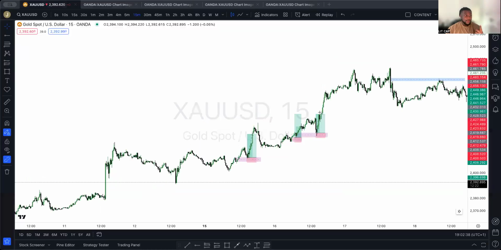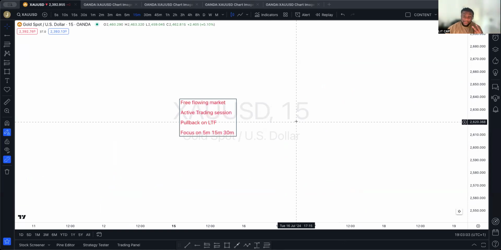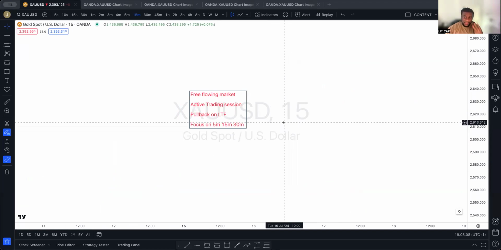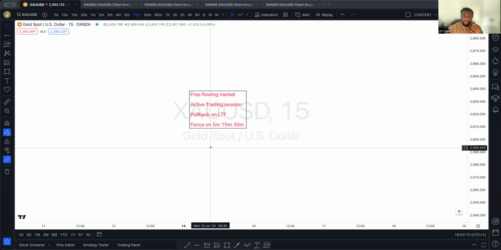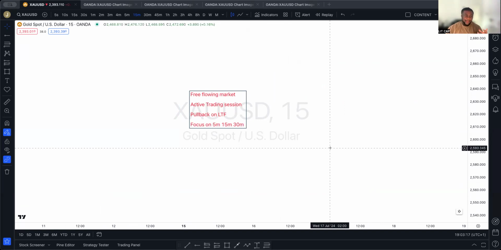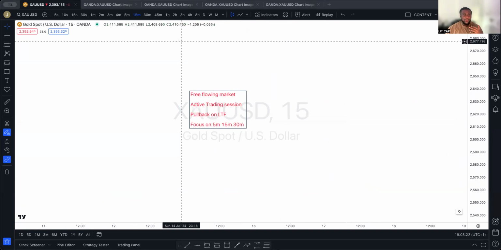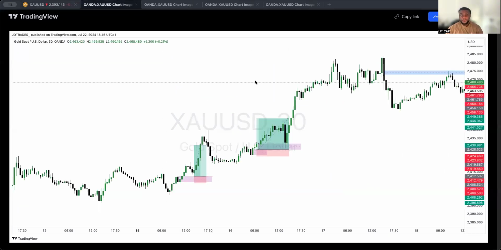Remember, what are our steps? Free flowing market. We need to be inside of an active trading session. We need to wait for a pullback on the lower time frame. And we need to focus on the 5-minute, 15-minute, and half-hour time frames only. Yes, this can work on the 1 hour, the 4 hour, and even the daily. However, because this is more of an intraday trading strategy, these are exactly the time frames I want you to focus on.